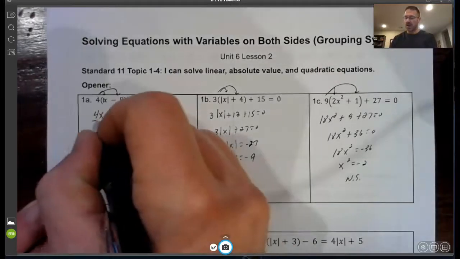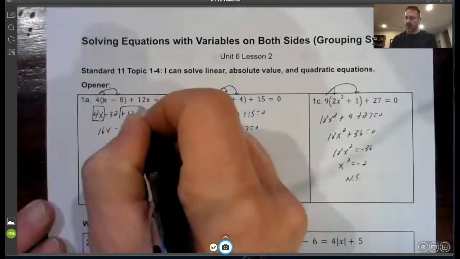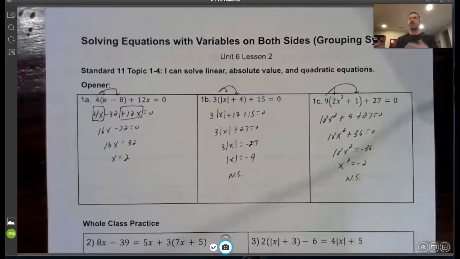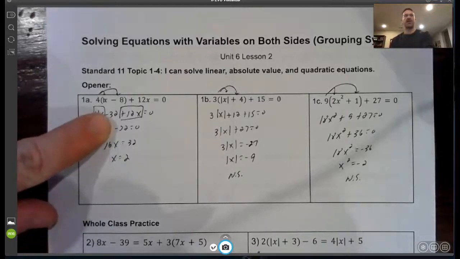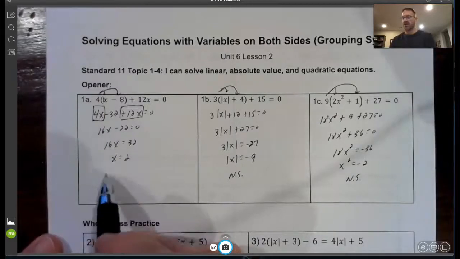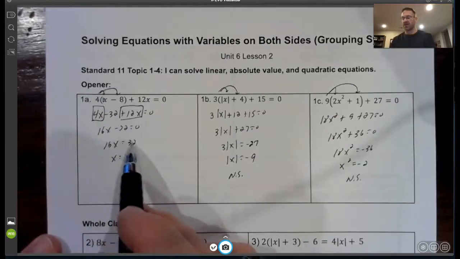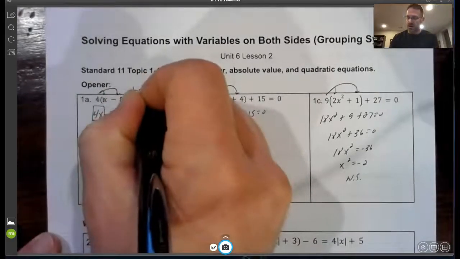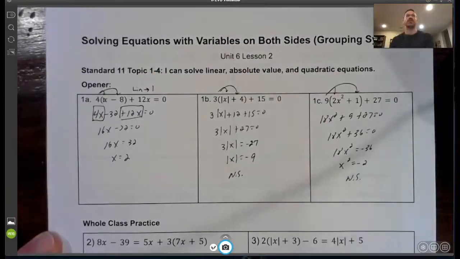And then I combine like terms. So 4x plus 12x, that's 16x. So 16x minus 32 is equal to 0. Now, if it's already equal to 0, we just cover up and use our 0 property. 32 minus 32 is 0. So 16x equals 32, and 16 times 2 is 32, so that means x is 2. And then I should have started here: this is linear, so we're expecting one solution.